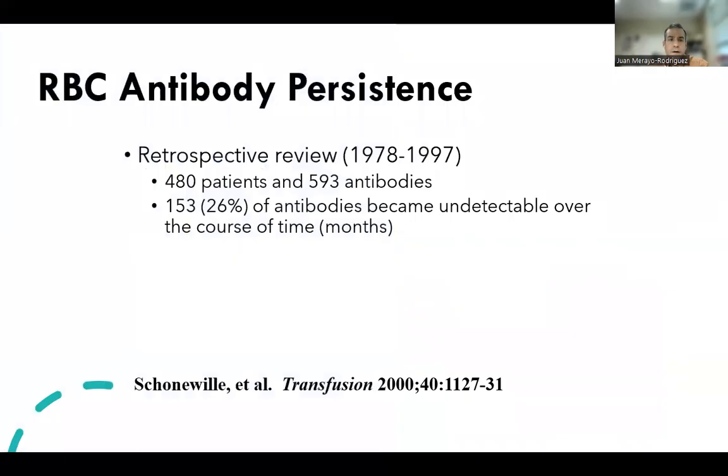Red blood cell antibody persistence. It's important to keep this in mind since antibodies may disappear in time. In a retrospective review from 1978 to 1997, of 480 patients with 593 antibodies, 26% of the antibodies became undetectable over the course of months. That's why it's so important to have the clinical history of previous transfusions and any antibody identified before, in order to release the safest components in red cell transfusion.